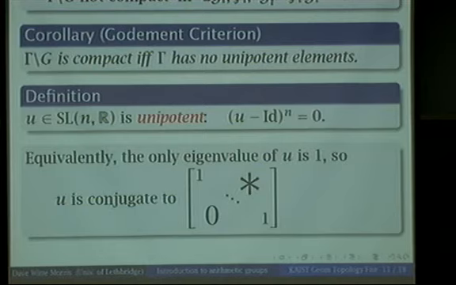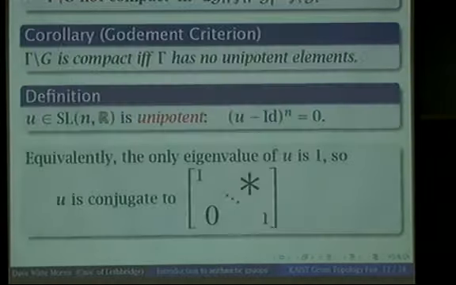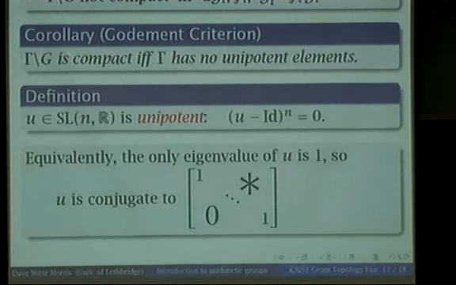Okay, and so the condition, I claim, is that you can check whether G mod gamma is compact just by checking whether or not gamma has any matrices like this. And so let's prove this. Whoops, I should have said this right. Okay, let's make sure we're clear on this.